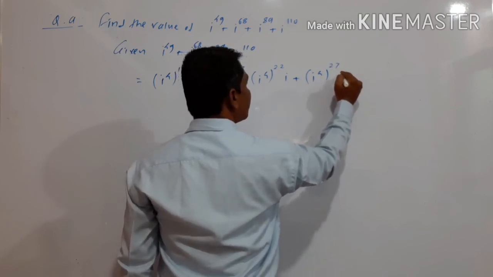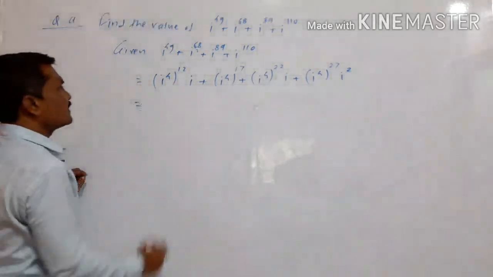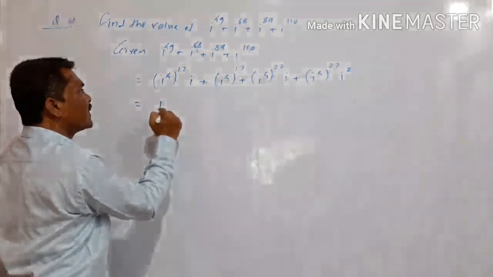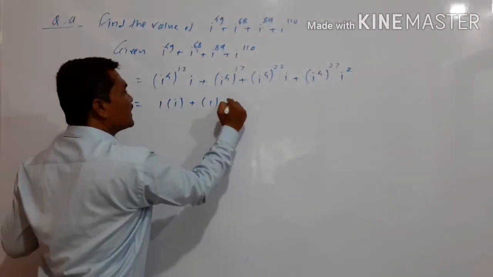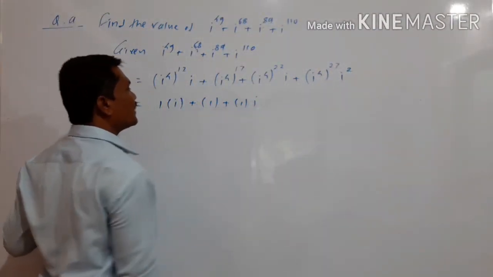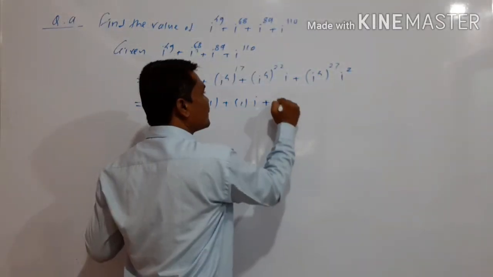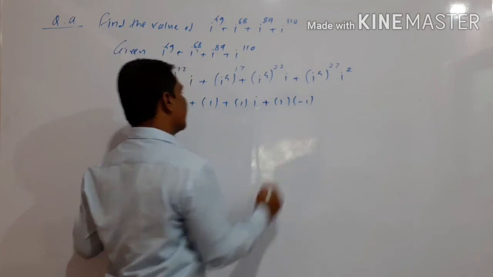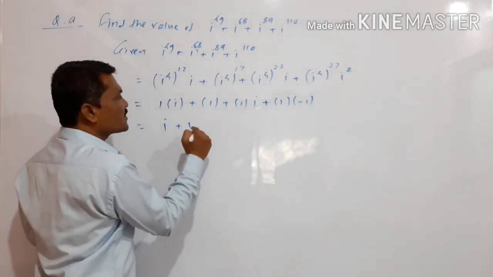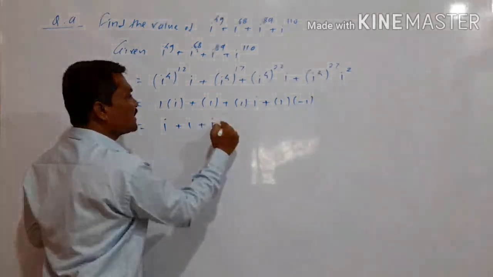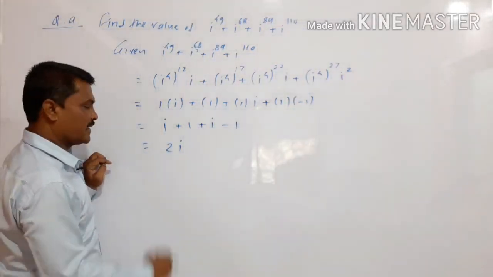I raised to 27 into I square, that is equal to 1 into I, only 1, again 1 into I, and plus 1 into -1, that is I, plus 1, again plus I, -1, and our final answer is 2I.